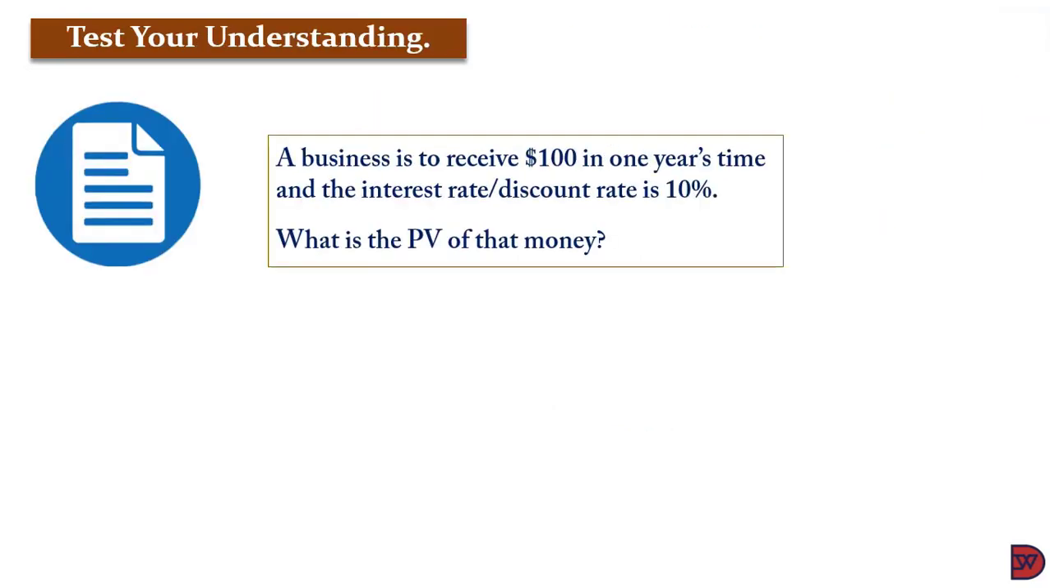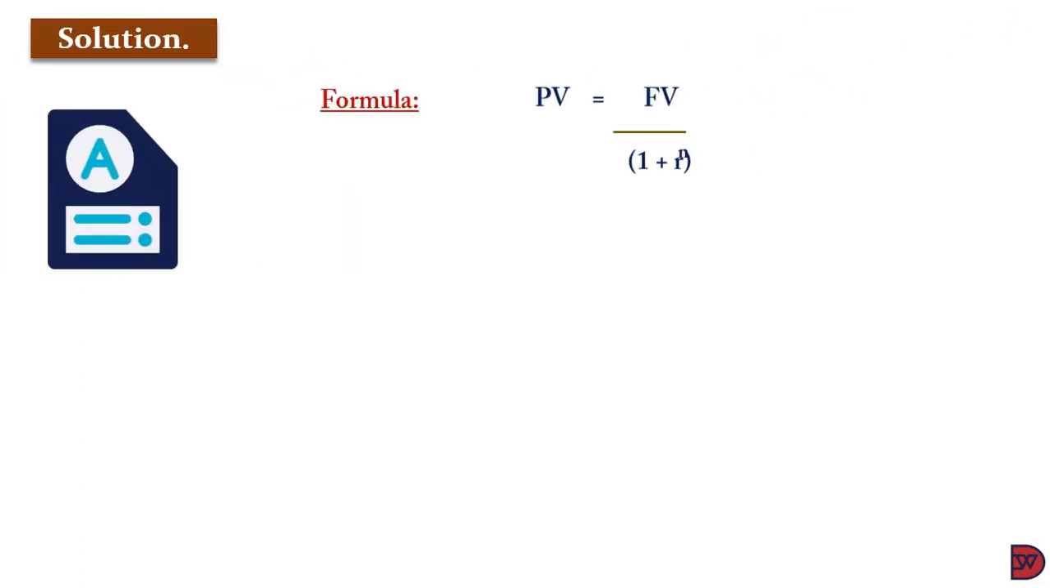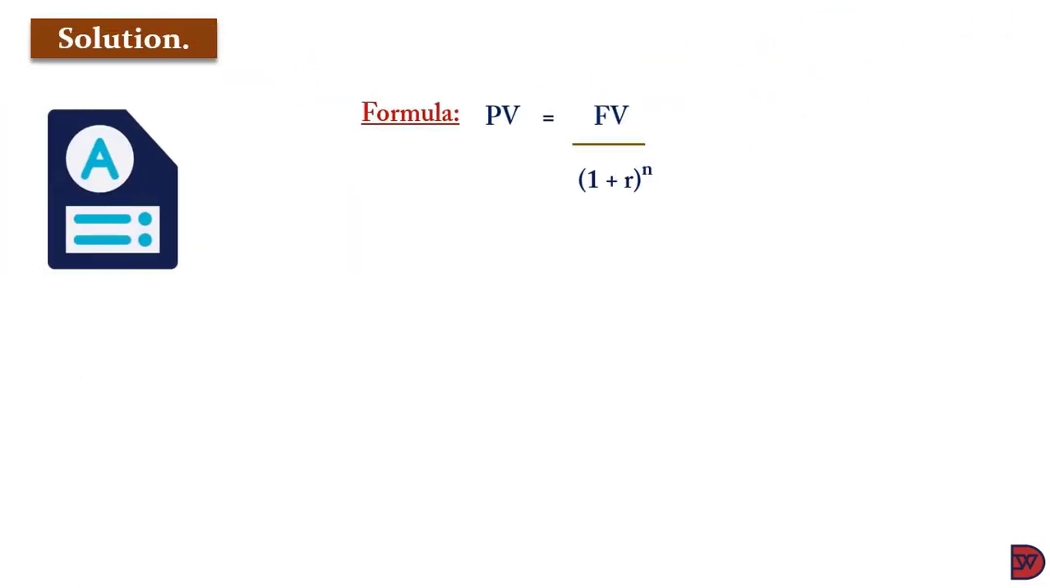A business is to receive $100 in a year's time, and the interest rate or discount rate is 10%. So what is the present value of that money? So if on 1st January 2024, I want to know how much $100 at 1st January 2025 will be worth now. The formula, if you state it again, PV being equal to the future value divided by 1 plus R all raised to the power N.